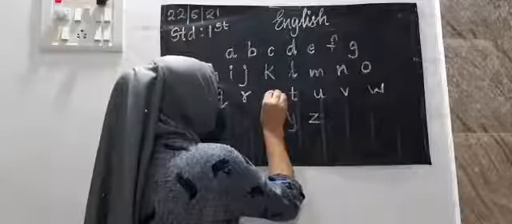P for parrot. Our next alphabet is small q. Q for queen. Our next alphabet is small r. R for rat. Yes, our next alphabet is small s. S for sun. Our next alphabet is small t.